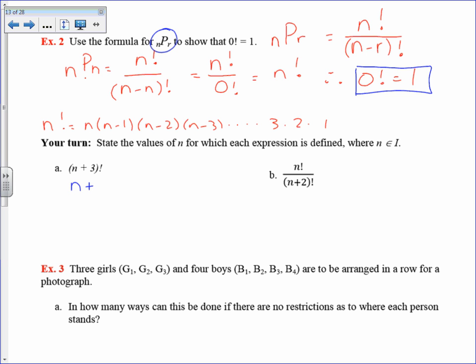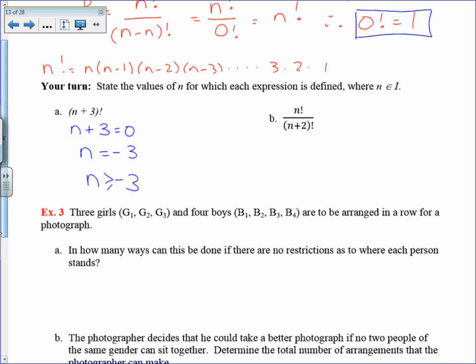So if we figure out what in that bracket makes that expression equal to 0, n equals -3 would make that equal to 0. So that means n has to be greater than or equal to -3. It's a little bit like finding non-permissible values, but kind of the opposite thing. To figure out the values for which a factorial or a permutation expression is defined, you have to figure out what values of n make the expression equal to 0.